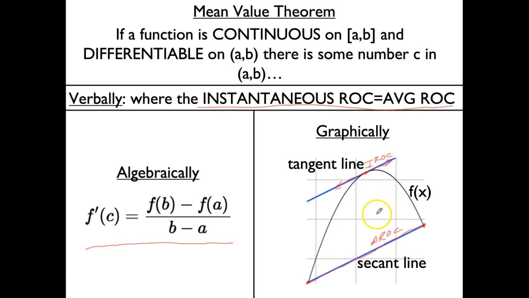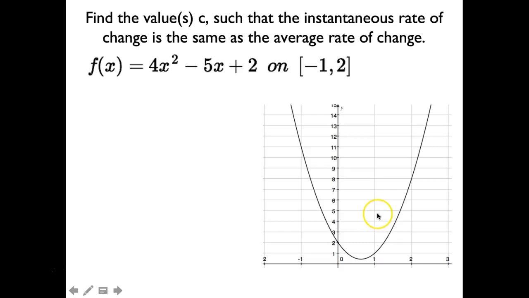Okay, let's try a couple problems. Find a value c such that the instantaneous rate of change is the same as the average rate of change. Now, on the test, they're going to give it to you like this, with algebra and an interval, okay?